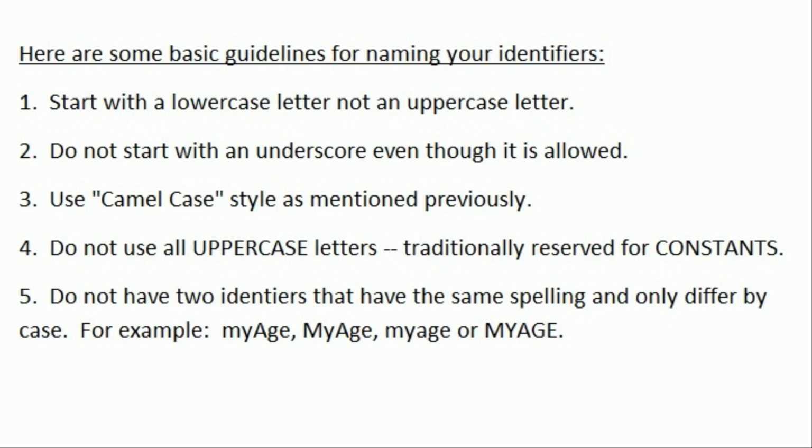And rule 4, do not use all uppercase letters in your variable names. Uppercase naming is something that's reserved for creating constants, and we'll cover that at a later date, but just keep that in mind for variable names. Do not make them all uppercase. Use the camel case style as mentioned above. Number 5, do not have 2 variable names that have the same spelling, such as the examples I have, my age listed there 4 different times.